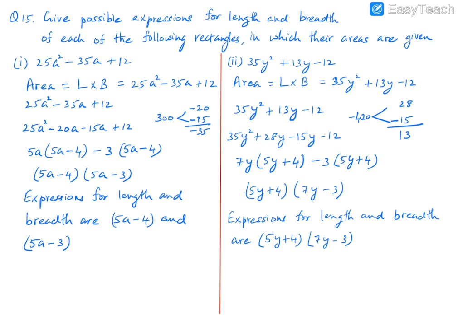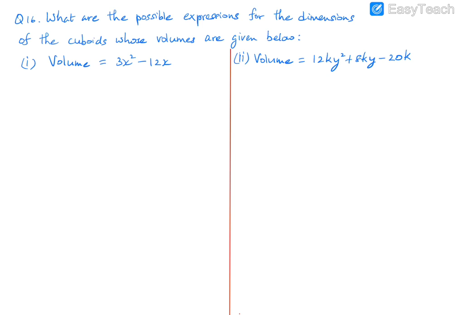Okay, let's move on to the final question of this exercise, which is again something similar. We are given expressions for the volumes of cuboids, and we are asked to find the possible dimensions of the cuboids. So again, for a cuboid, the formula for the volume is length into breadth into height. So we need to factorize these volume expressions as a product of three terms. And once we have the product of three terms, one of the terms will correspond to the length, the second term will correspond to the breadth, and the third term will correspond to the height of the cuboid.